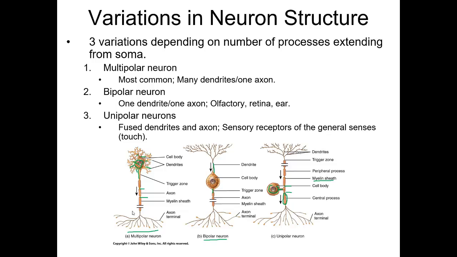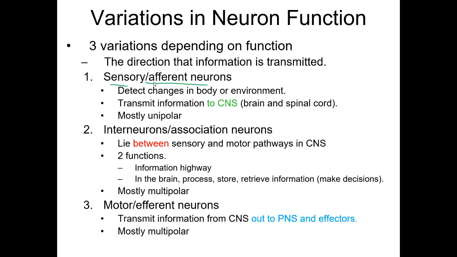Now, based on function, there are three functions of neurons. A neuron can either be a sensory or an afferent neuron, meaning that a neuron can synapse with a sensory receptor and can carry an afferent signal. So it can detect changes in the body or in the environment and can transmit this information to the central nervous system. These neurons are mostly unipolar, meaning they only have one projection out of the cell body.